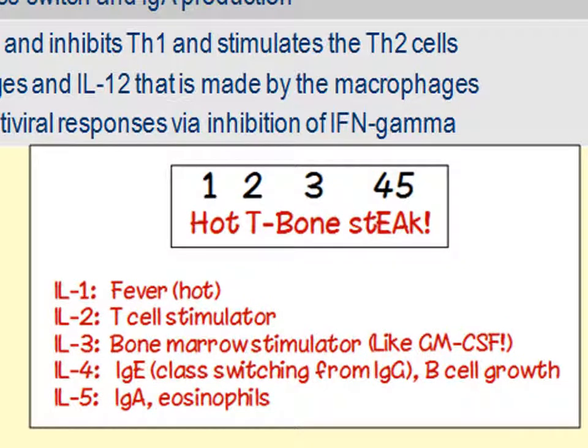A mnemonic that some students like to remember these interleukins is hot T-bone steak. And the numbers of these interleukins progressively increase from 1 to 5. Interleukin 1 for hot, for fever. Interleukin 1 causes fever. Interleukin 2 for T-cell stimulation. Interleukin 3 is a bone marrow stimulator. It acts like GM-CSF. Interleukin 4 causes formation of IgE and causes class switching from IgG. It also causes B-cell growth. Interleukin 5 causes IgA production and stimulates eosinophils. So hot T-bone steak for interleukin 1, 2, 3, 4, 5.